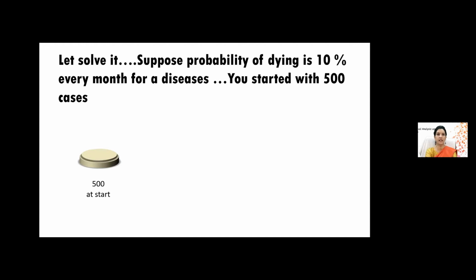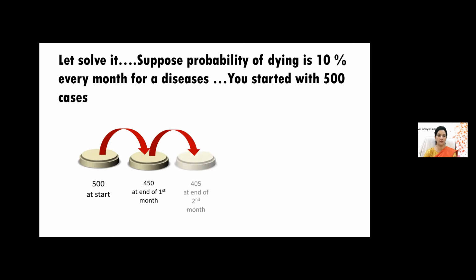So now again, let's solve this with another question. Suppose the probability of dying is 10% every month for a disease. So we have fixed the probability here at 10% every month. You start with 500 cases, and at the end of the first month, obviously 10% of 500 will be 50. So you reduce 50 from 500. So at the end of the first month, 450 individuals will survive.